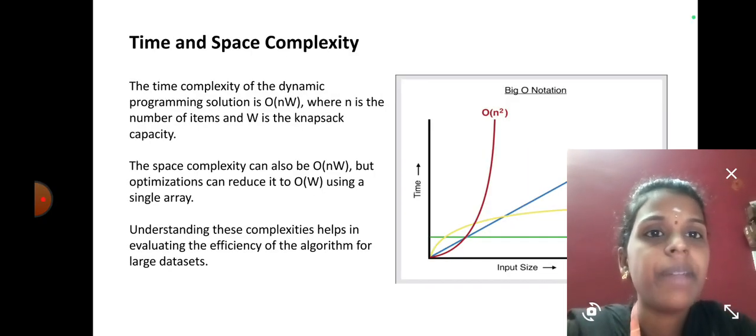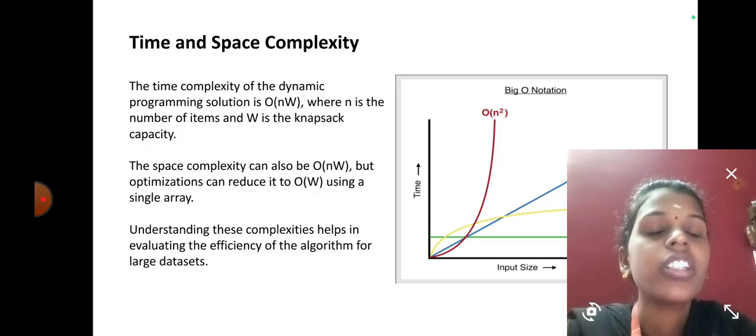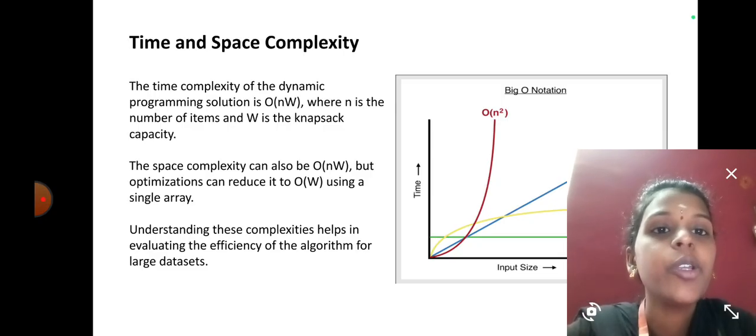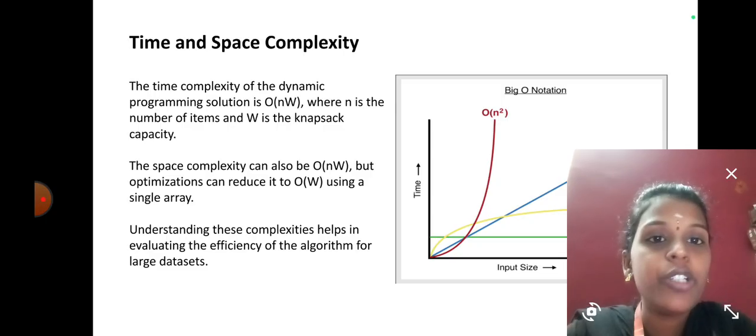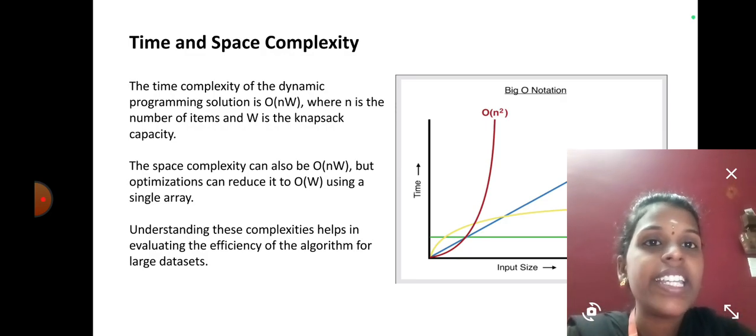Time and space complexity. The time complexity of the dynamic programming solution is O(NW), where N is the number of items and W is the knapsack capacity. The space complexity can also be O(NW), but optimizations can reduce it to O(W) using a single array. Understanding these complexities helps in evaluating the efficiency of the algorithm for large data sets.